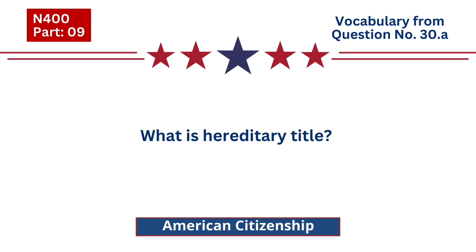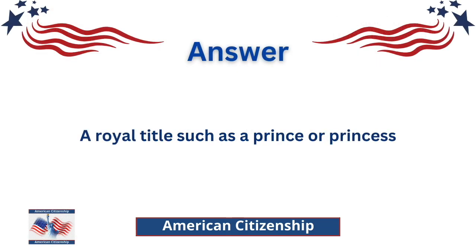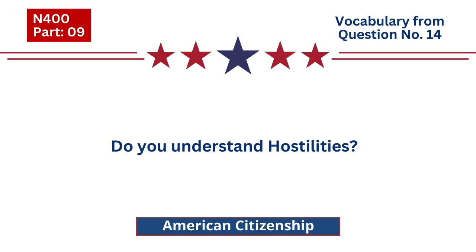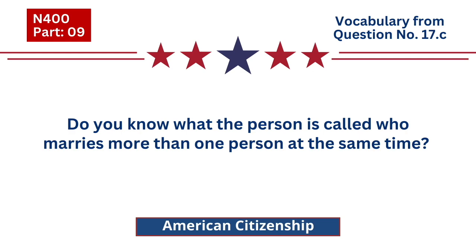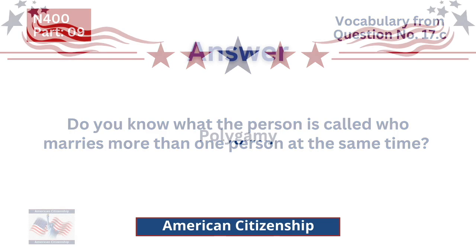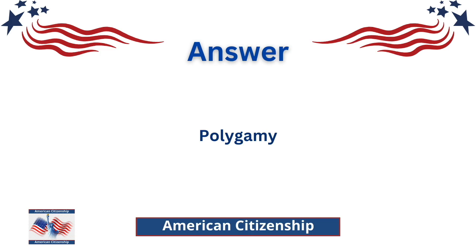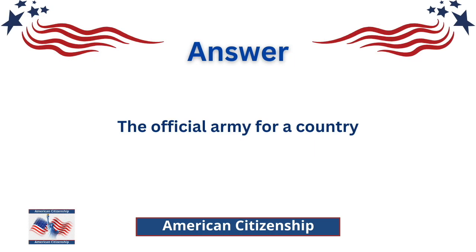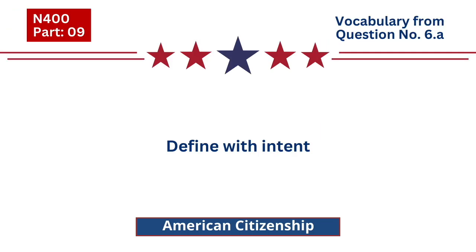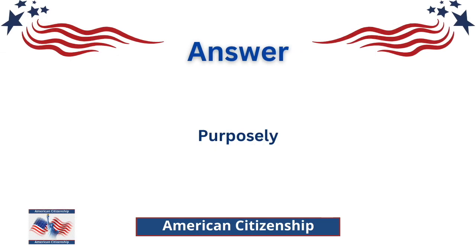What is hereditary title? A royal title, such as a prince or princess. Do you understand hostilities? Unfriendly behavior toward others. Do you know what the person is called who marries more than one person at the same time? Polygamy. What is military unit? The official army for a country. Define, with intent. Purposely.